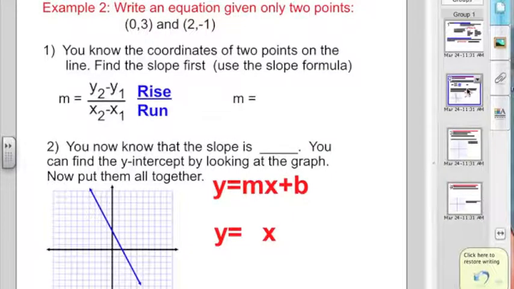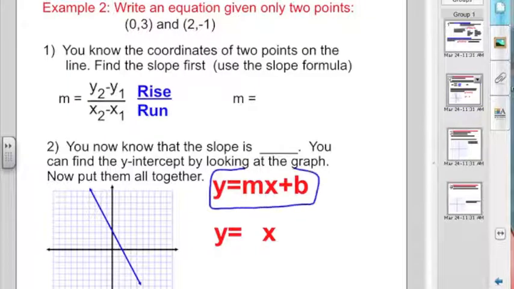On example 2, we're going to write an equation given only 2 points. The equation we're going to write is going to be in the form y equals mx plus b. We're going to start off with the 2 coordinates. We have 0, 3, and we know that as x and y. We have 2 and negative 1. That's also x and y. So we have to be able to tell the difference between them.